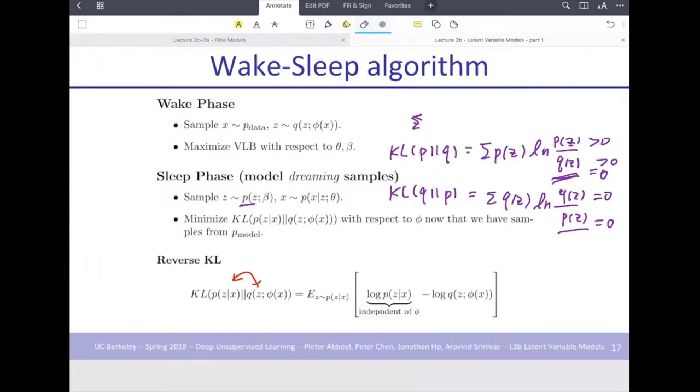So you can think of the wake phase as doing the normal training where you have the data and you're propagating it upwards through your neural network, from the basic feature layers to the abstract layers, to the entire model. And your sleep phase is going in the reverse direction. You're going from the learned model through each layer and then trying to tune the model to be able to reconstruct that.